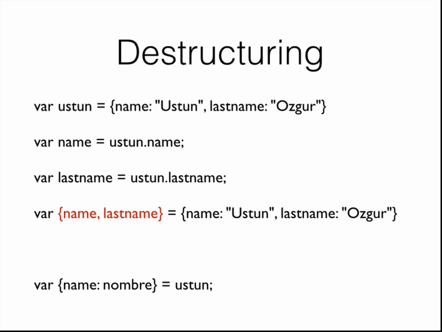On the left-hand side, I have name. On the right-hand side, I have name equals üstün. So what will name equal to on the left-hand side? Üstün. So effectively, this is doing what we would manually do with name equals üstün dot name, last name equals üstün dot last name.